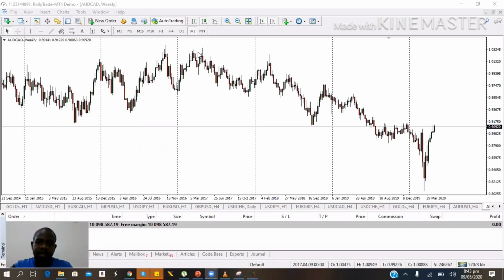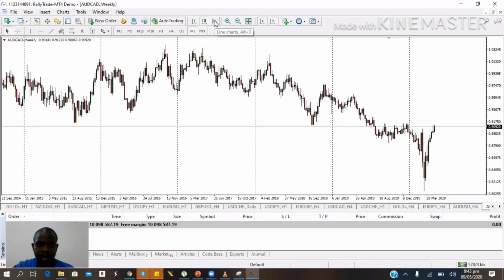We can see this high is lower than this high. This high lower, this high lower. This right now is currently lower. So how do we draw it? Remember, I said first of all, let's change it from candlestick to a line chart.